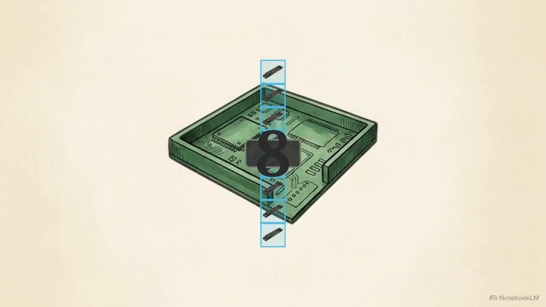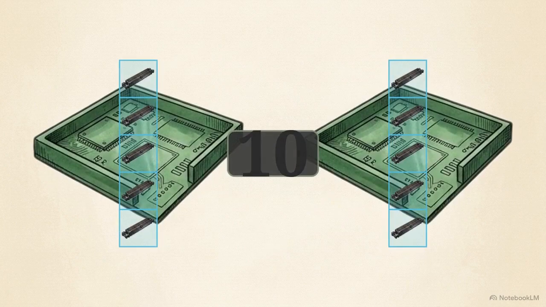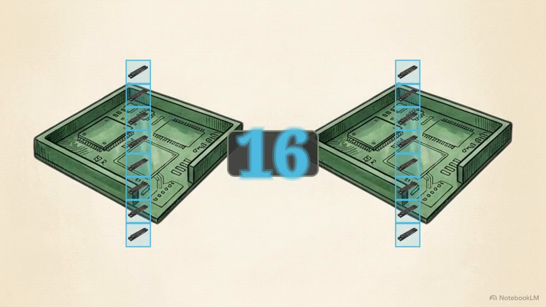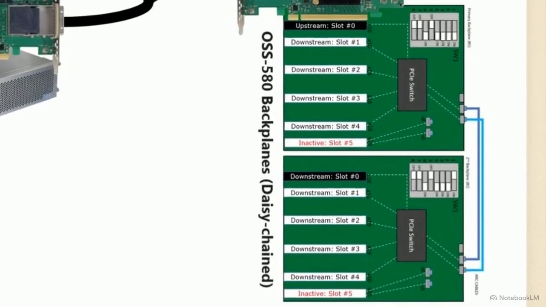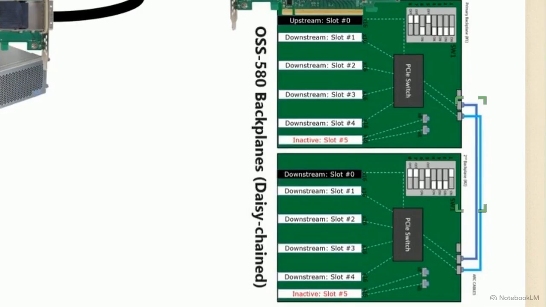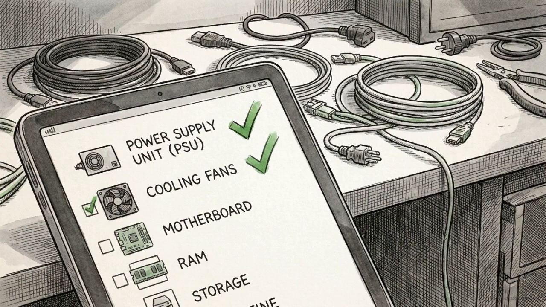Depending on your configuration, these units provide either 5, 8, 10, or 16 available PCIe slots. For 10 or 16 slot configurations, the system uses two backplanes. As shown here, the primary backplane is physically linked to a secondary board using these daisy-chained ARC cables. Confirming your model and slot count now ensures you have the correct power and cabling setup for the rest of the installation.